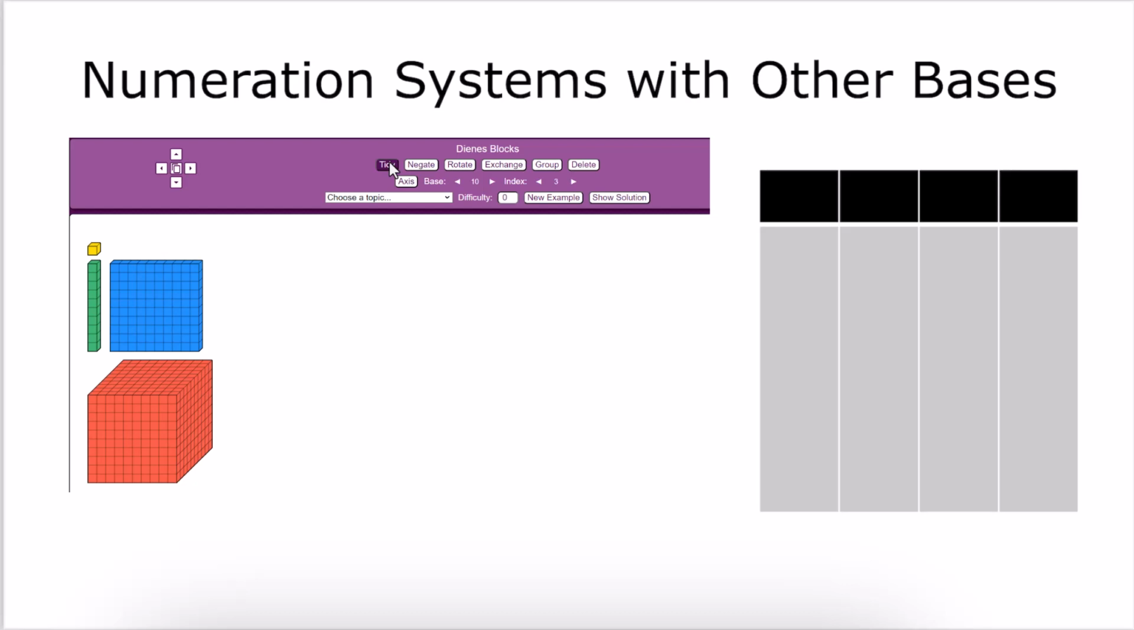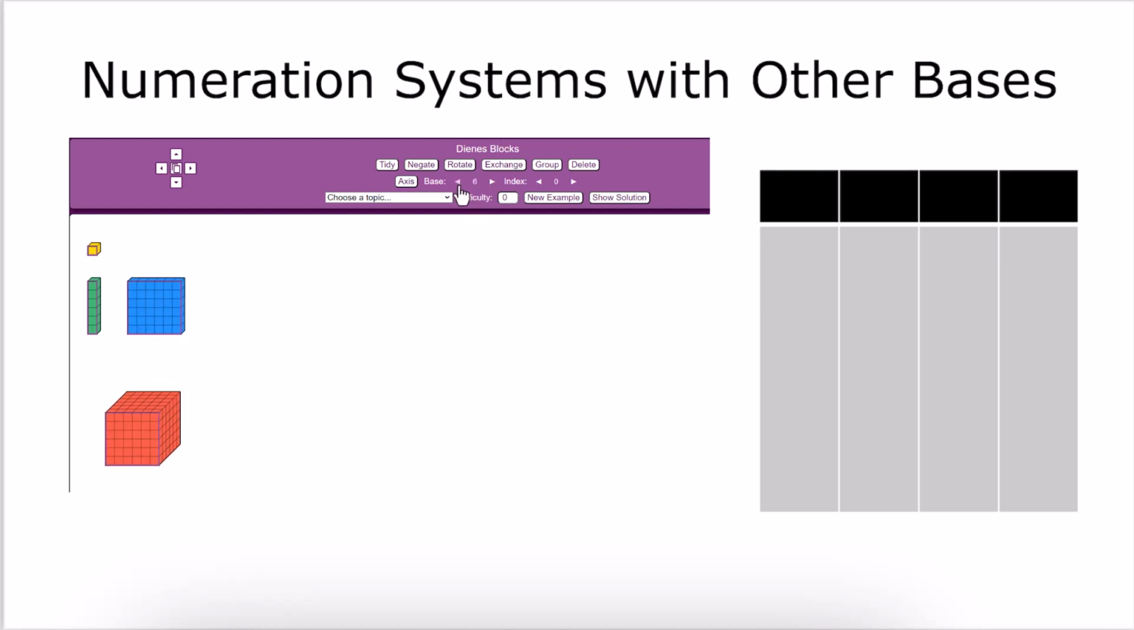So let's do base 4. In this little applet here, and I'll give you guys the link to this so you can utilize it on your homework, I can change the base of my numeration system right here in the middle. So you select all of the blocks, and then you just click this arrow that changes the base. And since I'm doing base 4, I'm going to click it down to base 4.